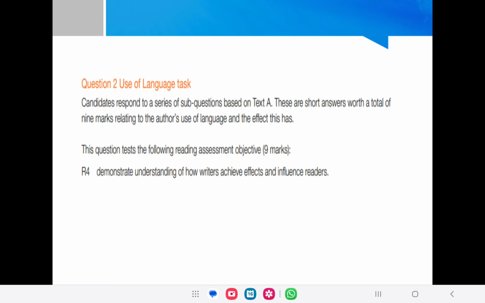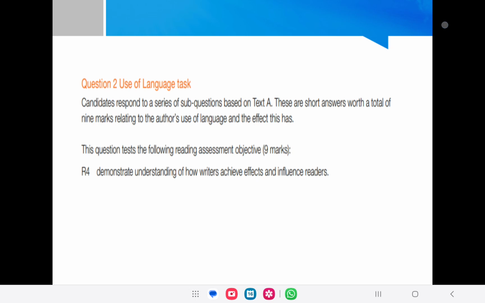Now, the next question is question number 2, that is the use of language task. Again it is based on the same text A. The first task was question number 1, the comprehension task. The second task is the use of language task. Candidates respond to a series of sub-questions based on text A. These are short answers worth a total of 9 marks relating to the author's use of language and the effect this has.